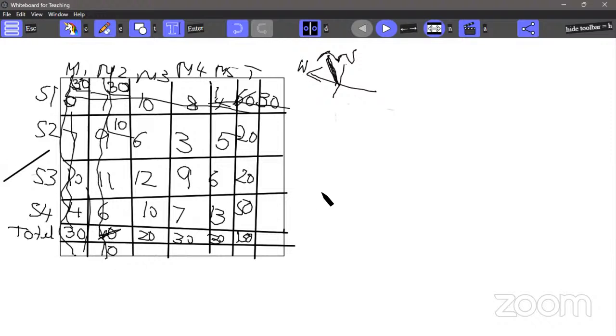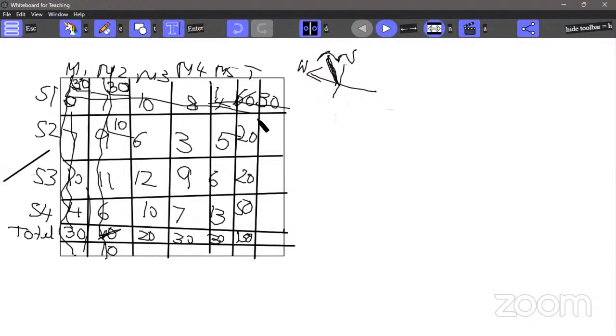Some authors, after every allocation, draw a new matrix. Anything is okay. This way, it will save your time. It's a matter of understanding. If it is fine with this, it's fine. For me, I would have to draw another matrix, which would be a waste of time.